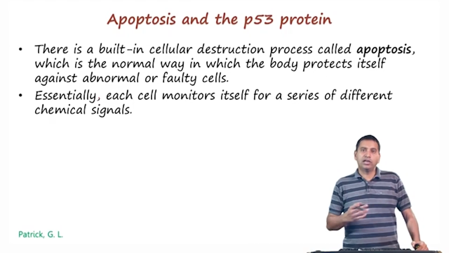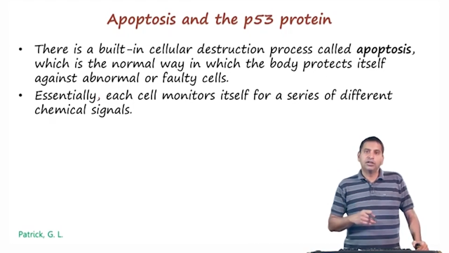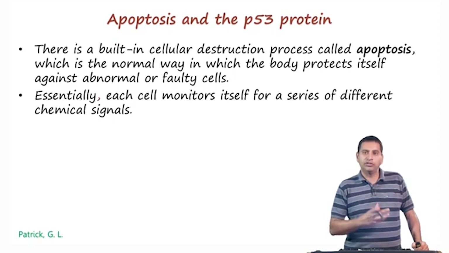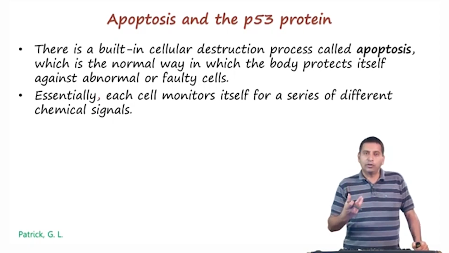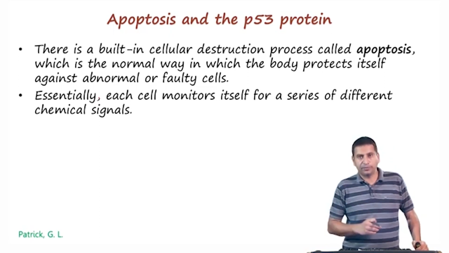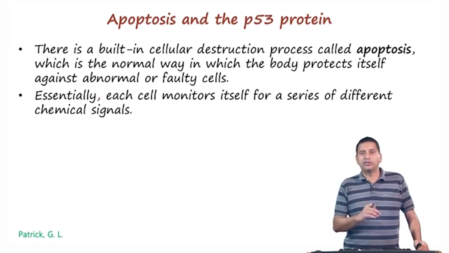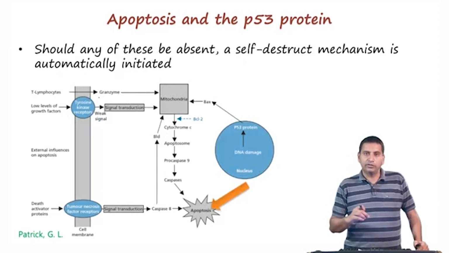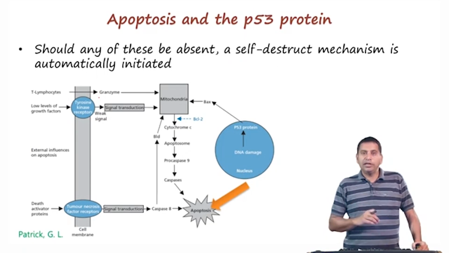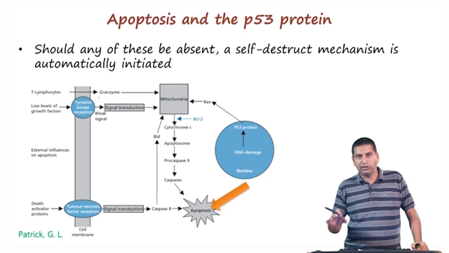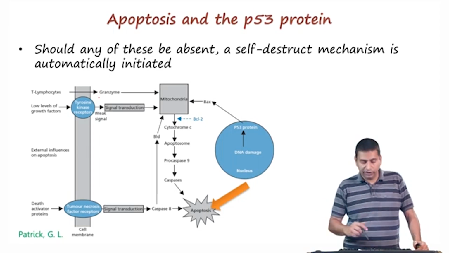Now, with this, let us look at the induction of apoptosis. Like I mentioned earlier, there is a self-destruction or suicide process programmed into each cell. Once enough DNA damage occurs and there is a huge problem with genome integrity, apoptosis is usually triggered. This is the normal way in which the body protects itself. This is again coordinated by a series of chemical signals. Should any of these chemical signals be absent, a self-destruct mechanism is automatically initiated, as shown here.